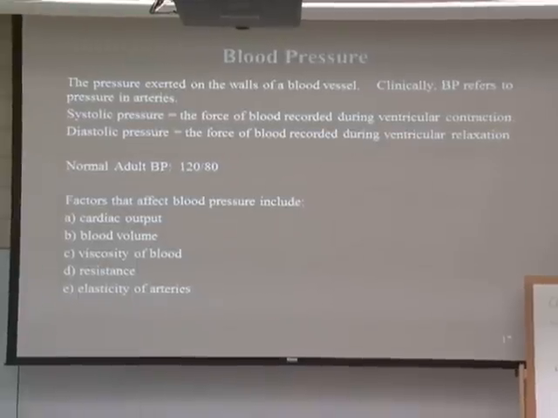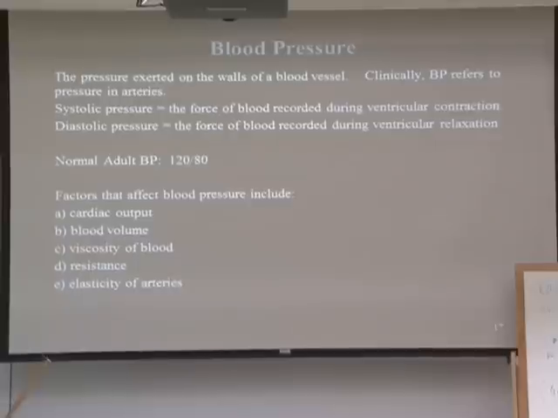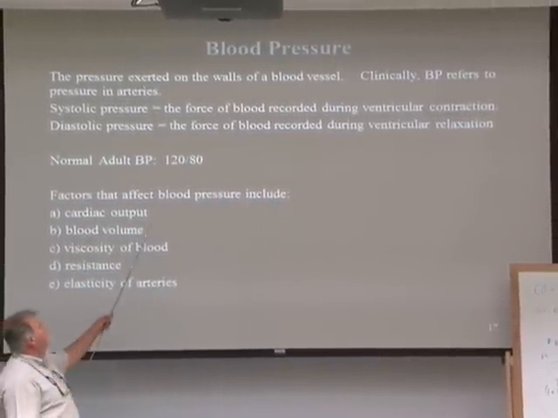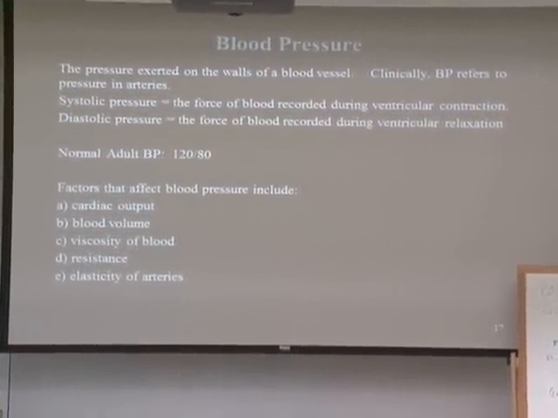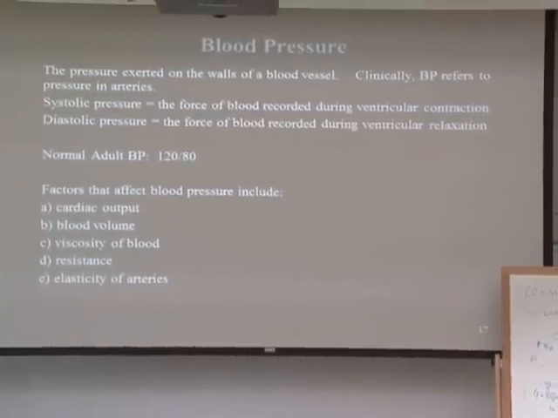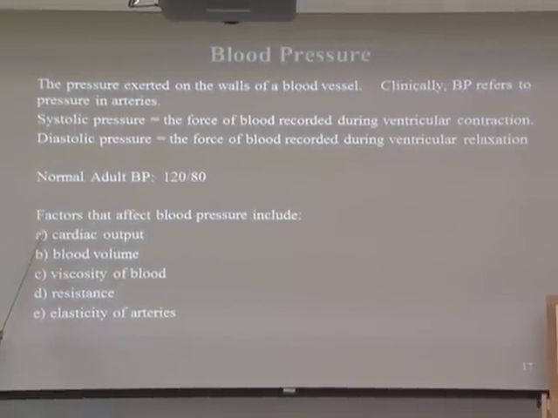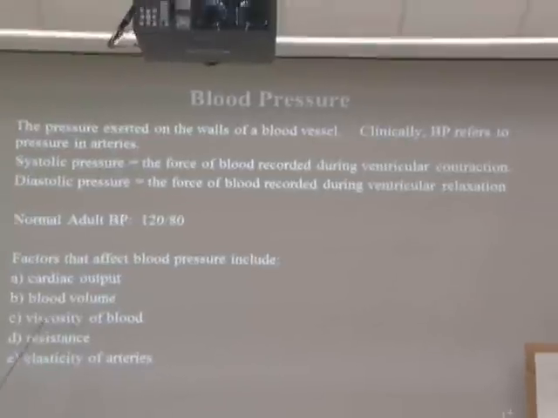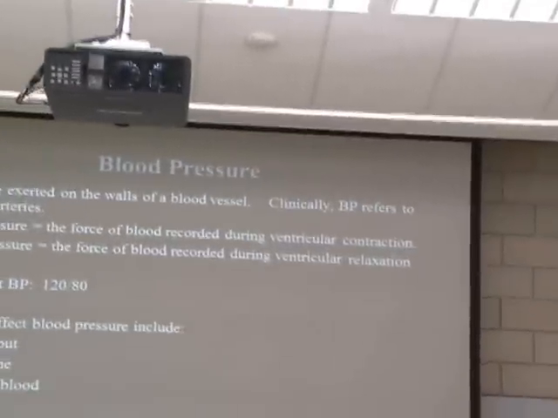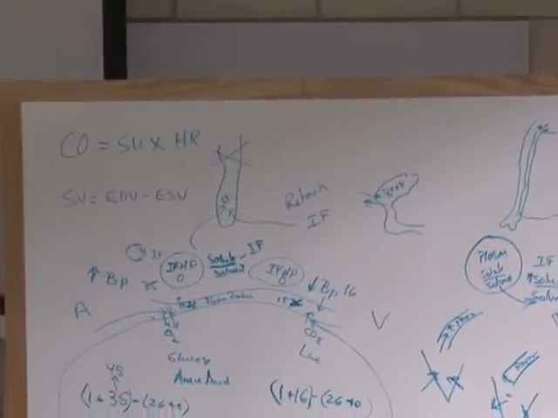Some people have pressure lower than that naturally. Some people have higher pressure than that naturally. And it's normal. So we usually view about 140 as the boundary for somebody going from normal to hypertension and high blood pressure as a systolic pressure. So there are a number of factors that affect blood pressure. So obviously cardiac output is directly related to it. Blood volume is directly related, because if blood volume goes up, stroke volume goes up, cardiac output goes up, and blood pressure goes up.